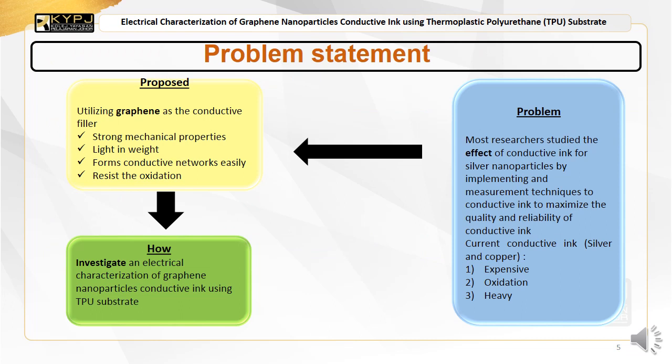Most researchers studied the effect of conductive ink for silver nanoparticles by implementing measurement techniques on conductive ink to maximize the quality and reliability of conductive ink. Current conductive inks, silver and copper, are very expensive, prone to oxidation, and heavy. Graphene is proposed as the conductive filler because it has strong mechanical properties, is light in weight, forms conductive networks easily, and resists oxidation. By investigating the electrical characterization of graphene nanoparticles conductive ink using TPU.